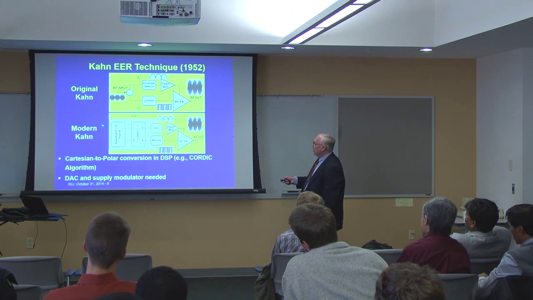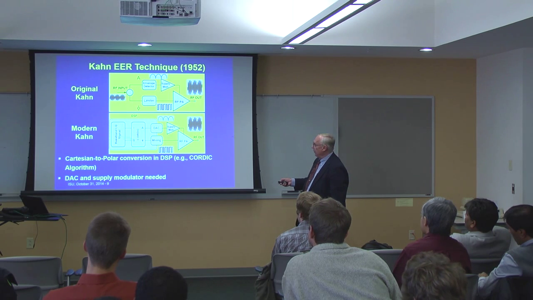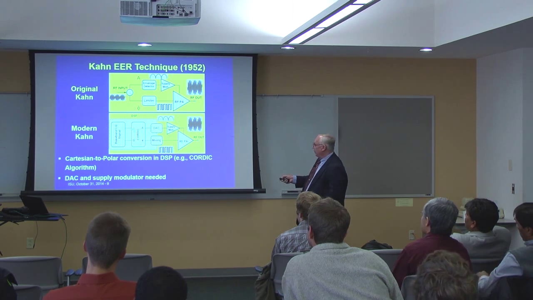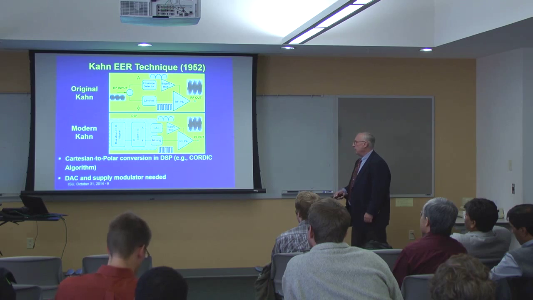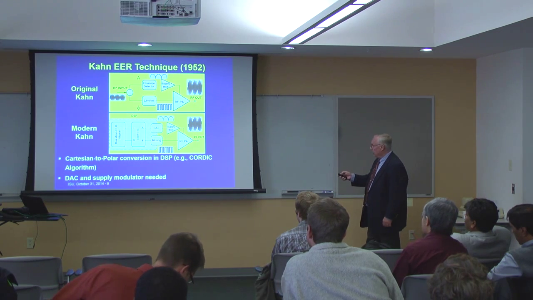Modern EER looks something like this. You bring in your Cartesian signal and you convert it using a CORDIC algorithm, for example, into amplitude and phase information. Use a DAC and a supply modulator to vary the supply of the switching PA, and again you run the switching information into the class E PA, for example. So this is a popular approach.